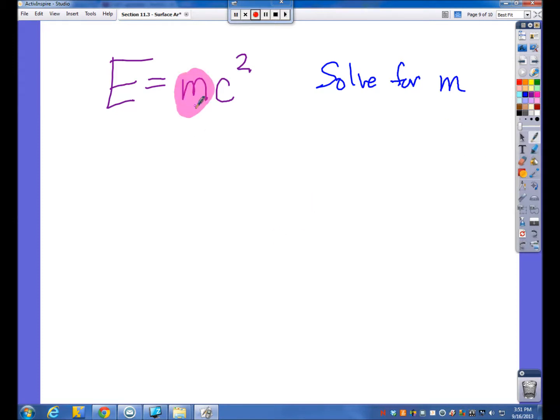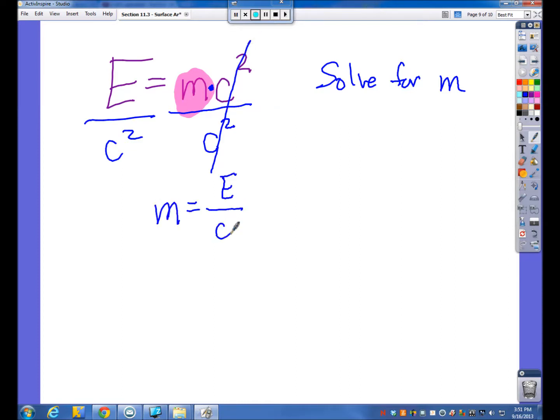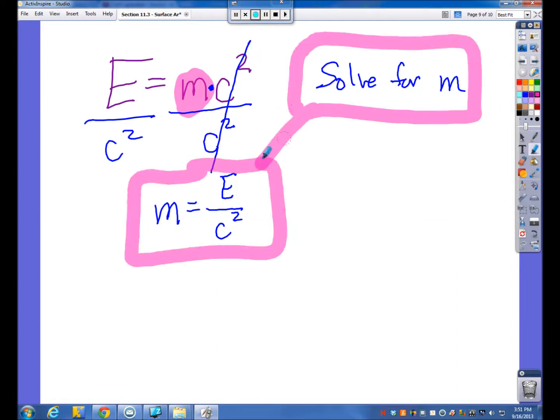If I want to solve for m, that means I need to get rid of this c squared. Right now, c squared is implied to be multiplied with m, so I would need to divide by c squared. So now I have m equals E divided by c squared, and I'm done. I've got m equals. That's the main thing. So m equals whatever E is, divided by c squared. So there's solving for m, now in terms of E and c.